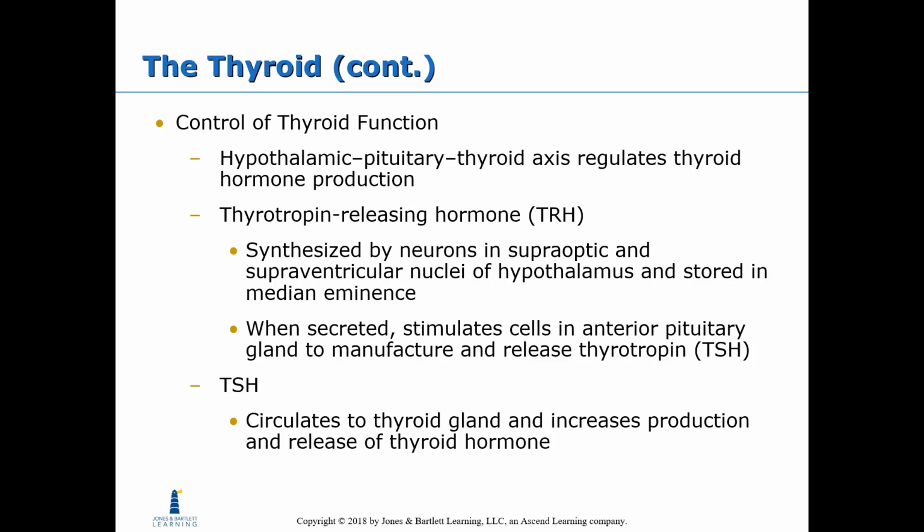The control of thyroid function. Hypothalamic pituitary thyroid axis regulates the thyroid hormone production. Thyrotropin releasing hormone is synthesized by the neurons in the hypothalamus and it's stored in the median eminence. When it's secreted, it stimulates the cells in the anterior pituitary gland to manufacture and release thyrotropin. Thyrotropin is thyroid stimulating hormone, or TSH. TSH then circulates to the thyroid gland and increases the production and release of thyroid hormone.